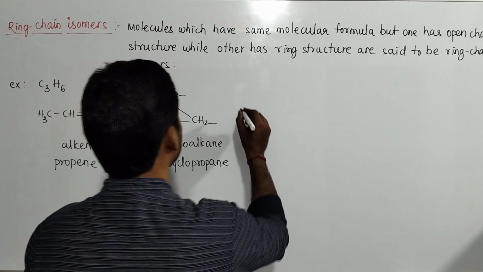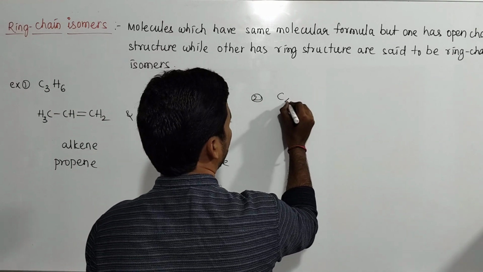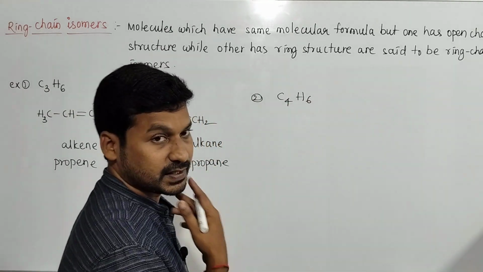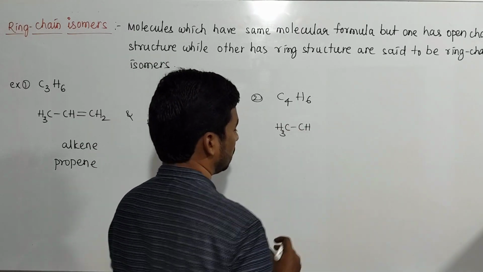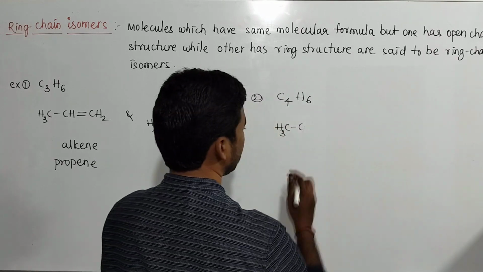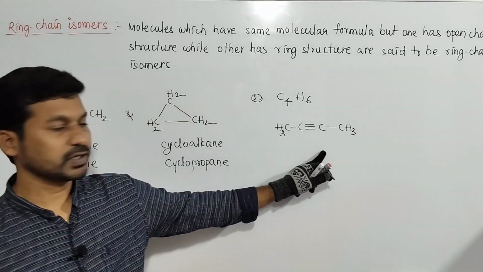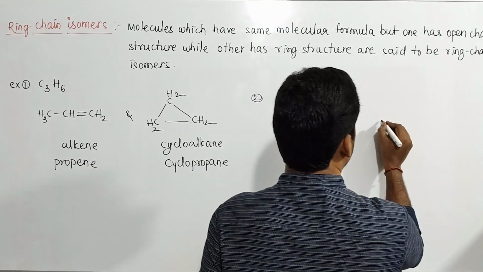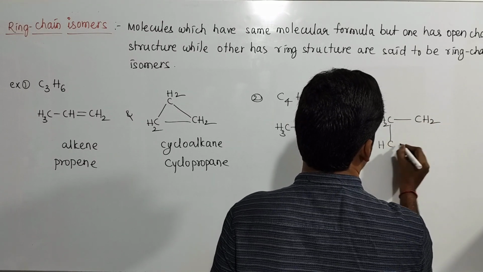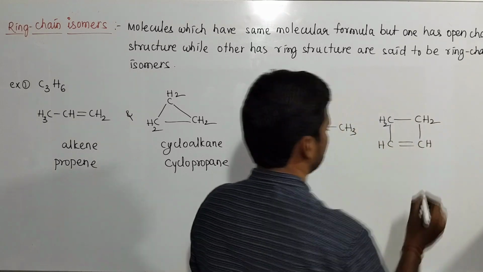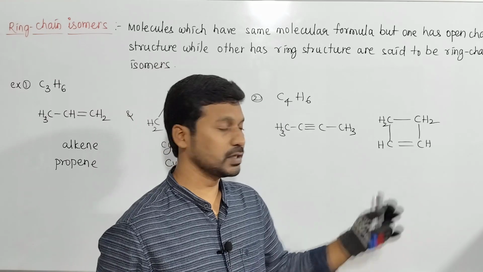Okay, this is example 1. If you take the C4H6 formula, with C4H6 also I can write 2. CH3, C triple bond C, CH3. Number of carbon atoms are 4, hydrogen atoms are 6. With this molecular formula I can write like this. Count the number of carbon atoms 4, number of hydrogen atoms 6. One has an open chain structure, the other has a cyclic structure.